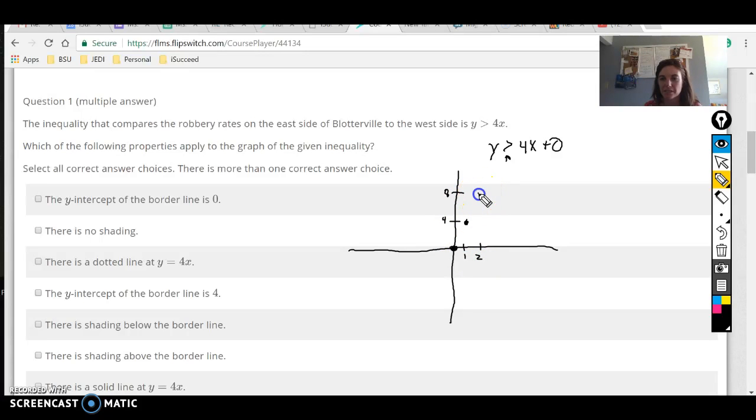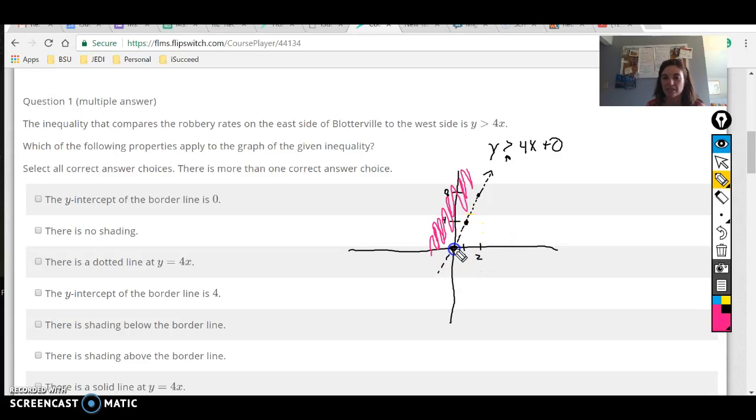And when x is 2, y is going to be 8. All right, so we've got a pretty steep slope here. Now I've definitely got plenty of points that I can make this graph. It's dotted because I don't have the or equal to sign, okay? Now I just need to decide which side of this line gets shaded, okay? Well, the key is this greater than symbol. Y is greater than 4x. So when it's greater than, we can shade above the line, okay?